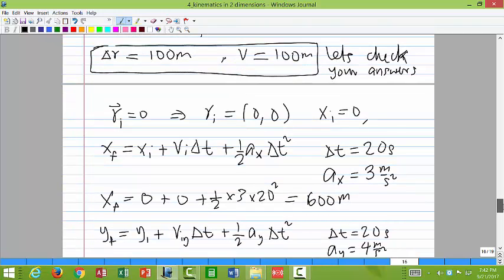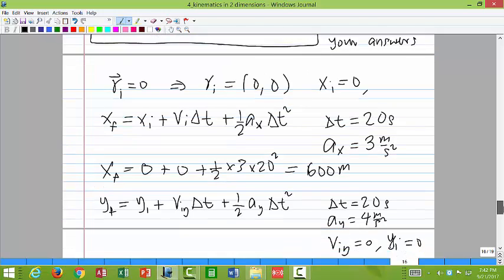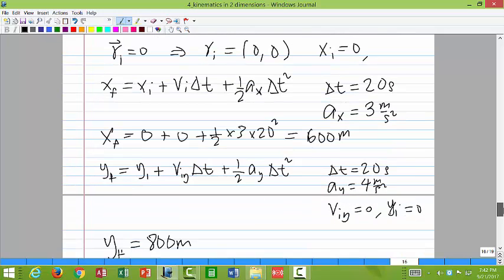Okay, so using the x components first, the formula for the final position is x initial plus v initial delta t plus half a subscript x delta t squared. Our delta t is 20 seconds and our a subscript x, or x component of acceleration, is 3 meters per second squared. So plugging this into the x final equation, we have x final equals 600 meters. So that's our final position in the x direction.